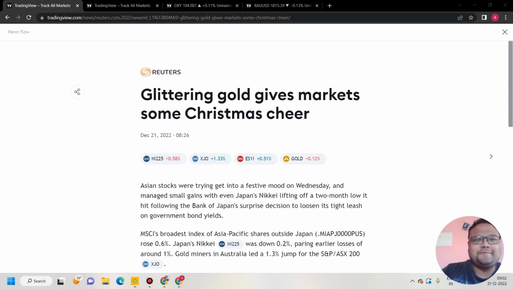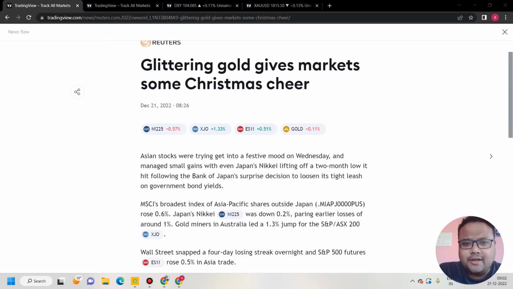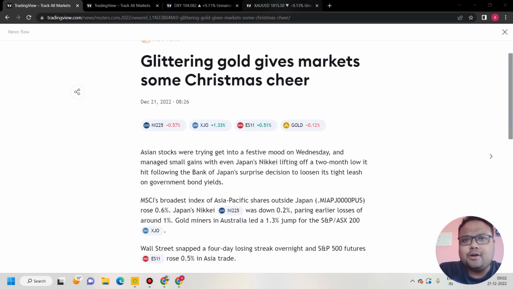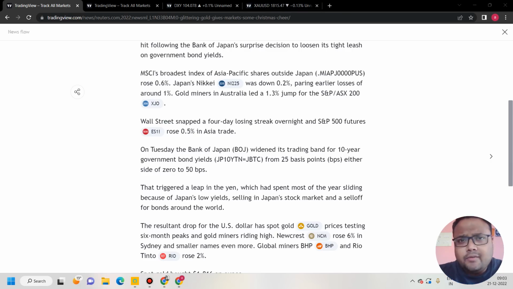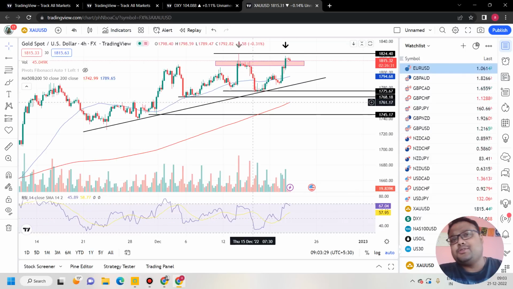So let's get started. As we all know, there was a big rally on the chart of gold yesterday. Glittering gold gives market some Christmas cheer. And the main reason was the Bank of Japan's decision to widen the trading band for 10-year government bond yields. And there was a huge drop on all the JPY pairs. USD JPY, Euro JPY, all JPY pairs saw a huge drop because of the sharp rise in the Japanese yen currency index. And gold also saw a very big up move.